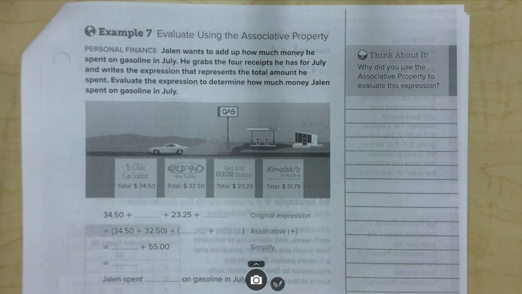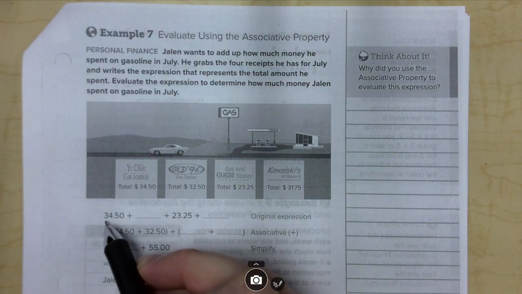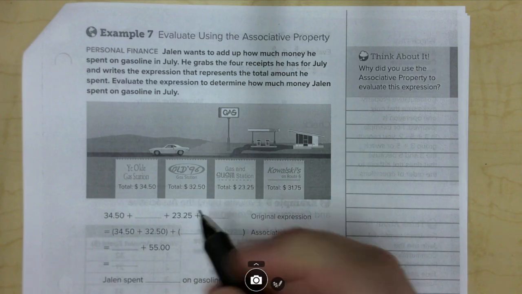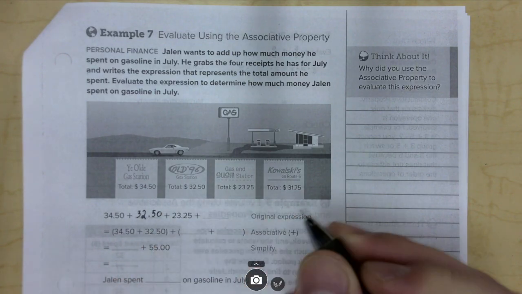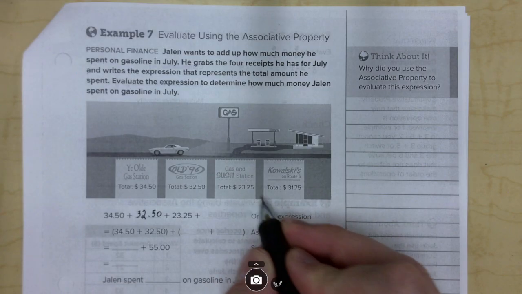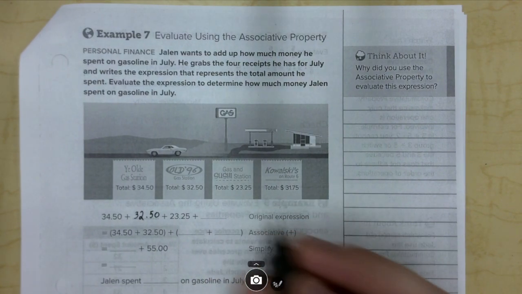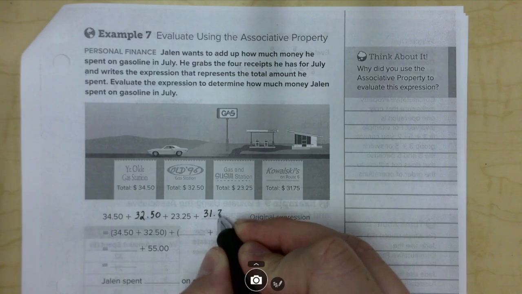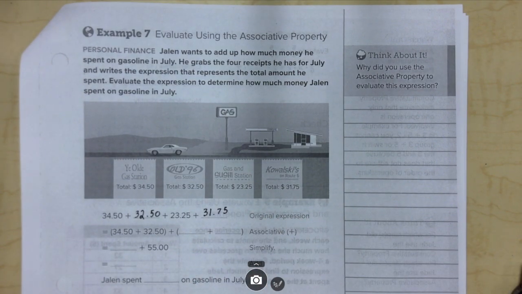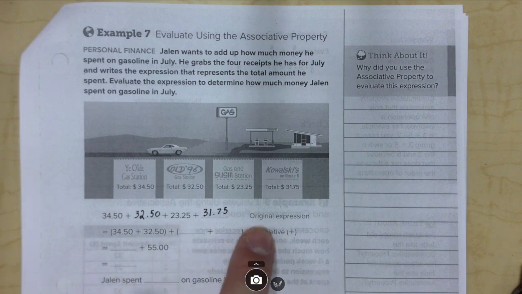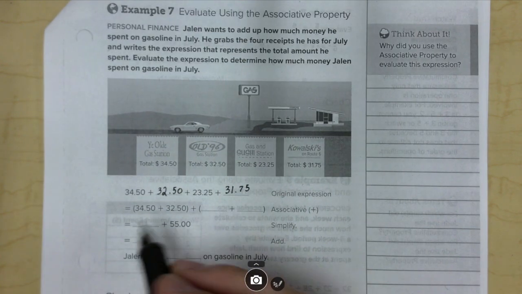All right. So we see we have the $34.50. We are missing the $32.50. We have $23.25, and we need to add in the $31.75. All right. Next up, it has us do the associative property. It's having us group them to get whole numbers. You could plug this into a calculator and get the same result through grouping.